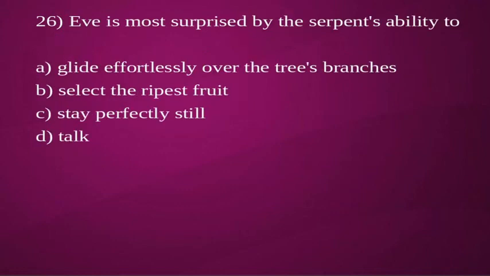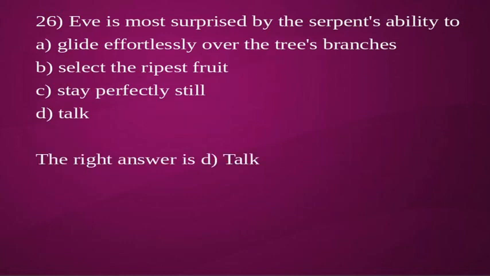Question number 26 is, Eve is most surprised by the serpent's ability to option A, glide effortlessly over the tree's branches, option B, select the ripest fruit, option C, stay perfectly still, and option D, talk. The right answer is D, talk.